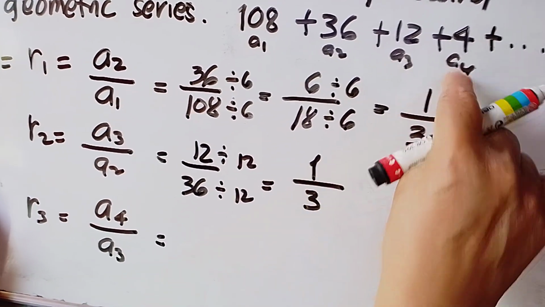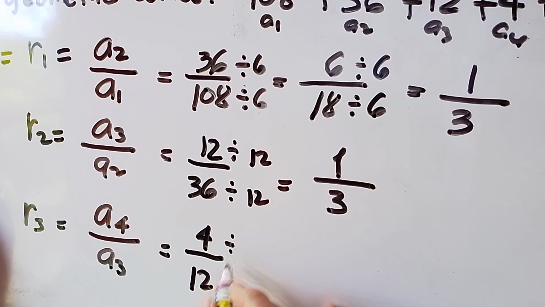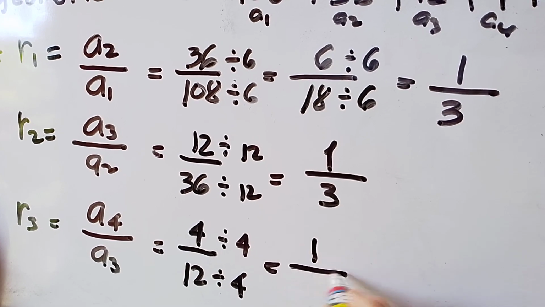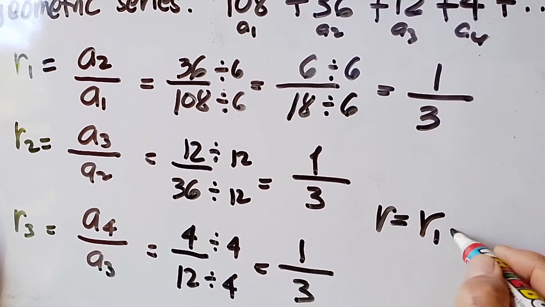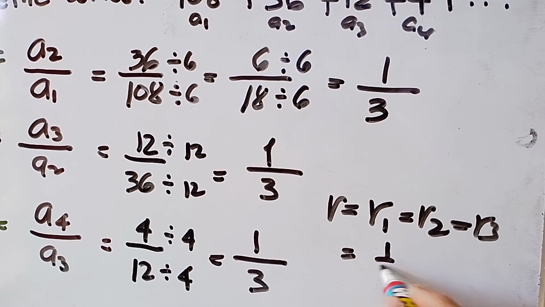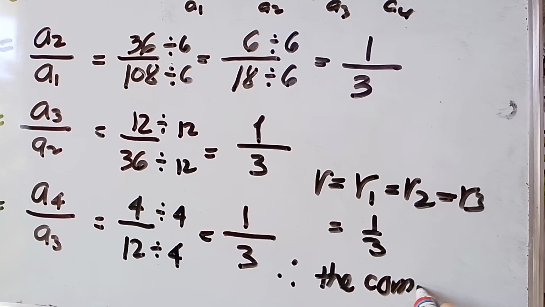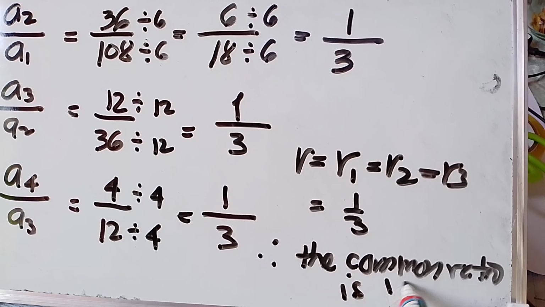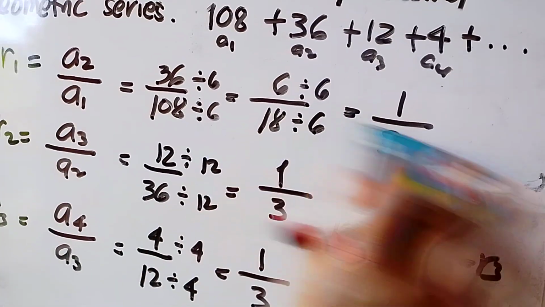So A4 over A3 will be 4 over 12. Then we can reduce this one by dividing by 4. So 4 divided by 4 is 1. 12 divided by 4 is 3. So R is equal to R1 equals R2 equals R3. So this will be equal to 1/3. So therefore, the common ratio is 1 over 3. So that's for number 2. Now let's proceed to number 3.